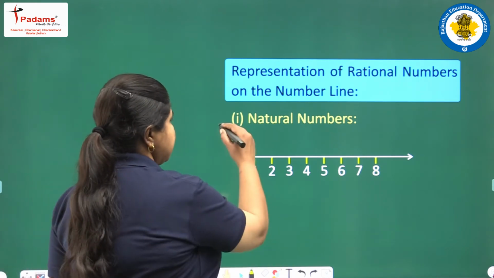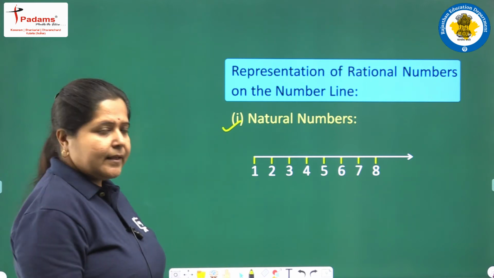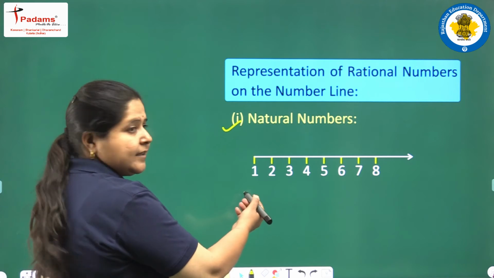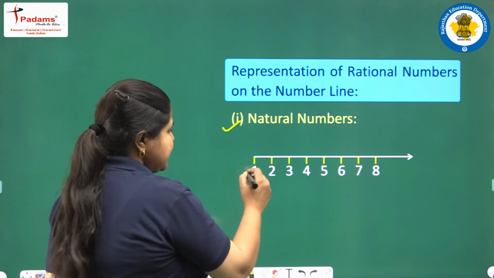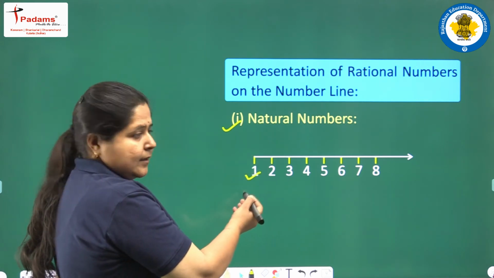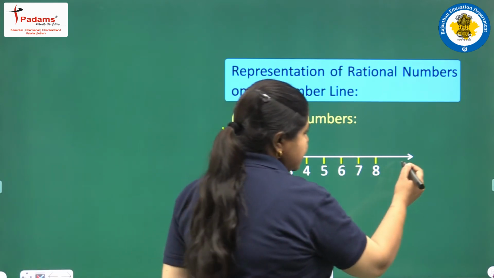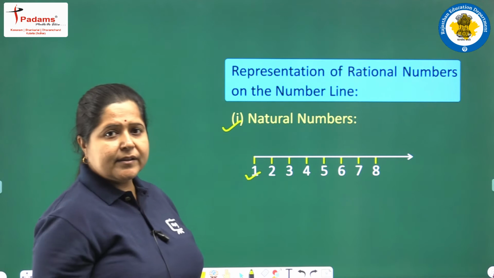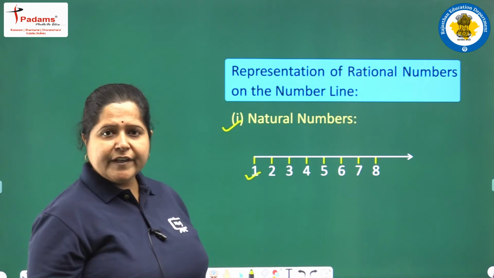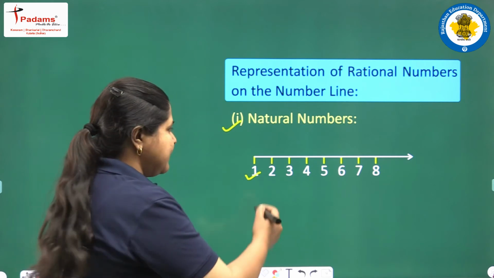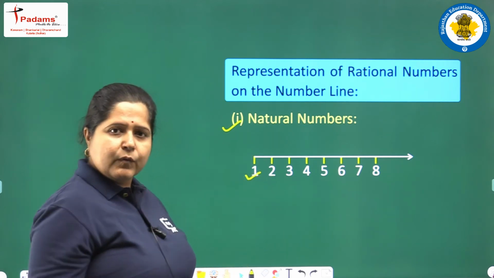We begin with simple numbers, natural numbers. We represent natural numbers on a number line. We can represent it in this way. Natural numbers begin from 1. So 1, 2, 3, 4 and so on. The line goes on in the right direction. It keeps on extending indefinitely in the right direction because the numbers have no end. But it starts from 1.